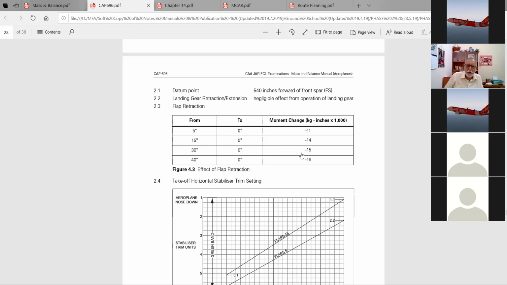It's important to remember these signs. You've got to remember and refer to this chart. Okay, 30 degrees to 0 degrees is minus 15,000. For calculation, moment is very important. To calculate CG, total moment divided by total mass gives your CG position. Therefore, you must know what is the effect of lowering the flaps on my CG, and what is the effect of raising the flap on my CG, plus, minus, that is important, and the movement of CG will be accordingly affected.